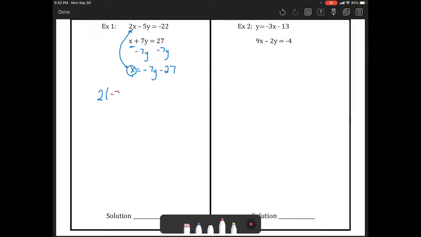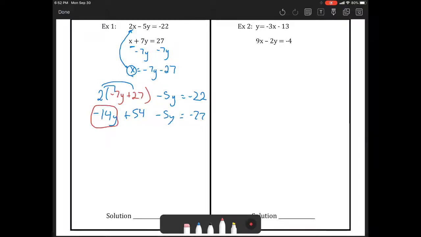I'm going to do it in a different color. So I'm going to have 2 times my negative 7y plus 27 minus 5y equals negative 22. So now I just have to simplify and solve. I'm going to distribute here, and that gets me negative 14y plus 54 minus 5y equals negative 22.